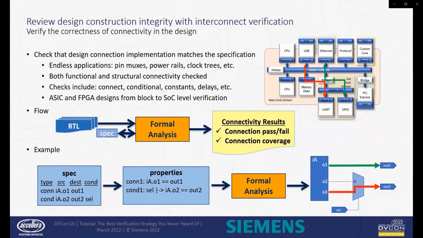The formal result will be proofs or failures. In this case, the first property is proven and the second one failed. For the failing property, the issue could be an incorrect specification or a bug in the design. This needs to be analyzed and corrected as appropriate. Using formal to do your interconnect verification is the most complete and efficient method for doing this kind of verification and avoids the large number of simulation cycles needed to test connectivity.